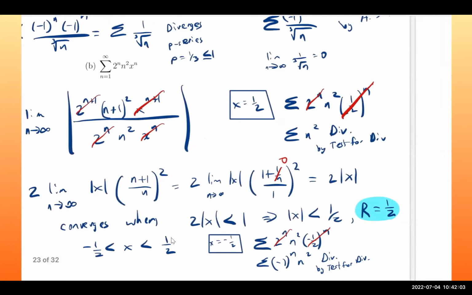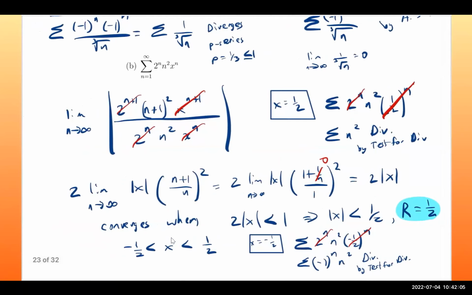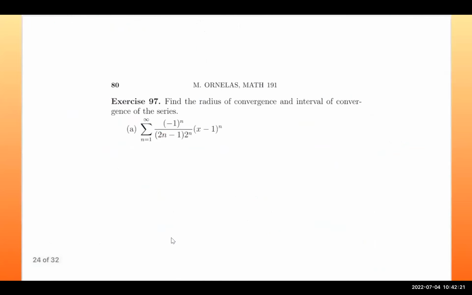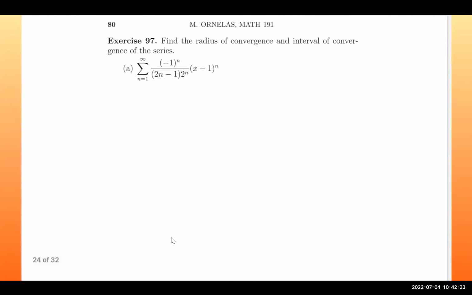So there we have it: it's divergent on both ends. That means our interval of convergence is going to be negative 1/2, comma, positive 1/2, with open parentheses on both sides. All right, let's try the next problem.